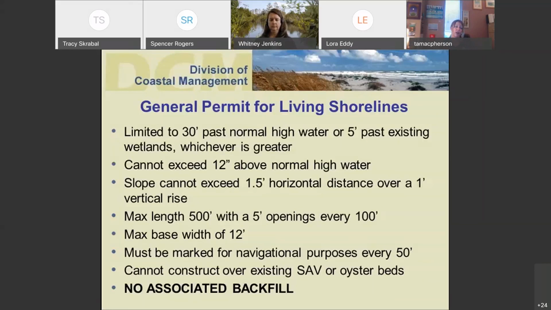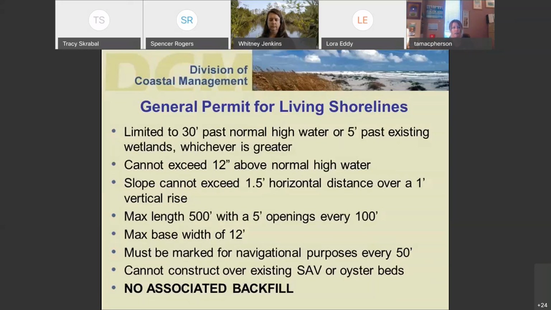So these are higher than an actual revetment, but still meant to be relatively low profile. We talk about the slope because we want the material to stay in place. It cannot exceed 1.5 feet horizontal over a foot vertical rise. And the maximum length, again, just like a revetment, is 500 feet. So the design has to have 5-foot openings every 100 feet. This is allowing flushing and marine mammal movement. It's a requirement, and it will have to be in the design that's submitted. You can have a maximum base width of up to 12 feet.